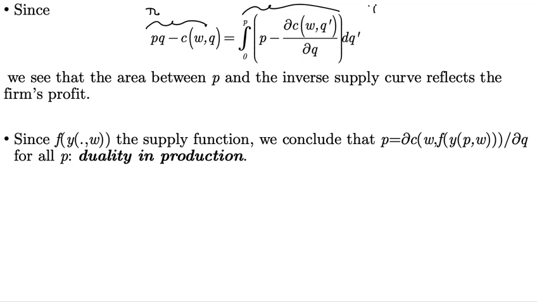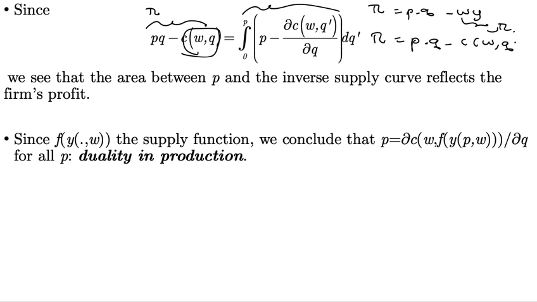Let me rewrite it again. Profit is actually P times Q minus W times Y. But if you can recall, this one is total cost, because after the cost minimization problem, we get the cost function that looks like this. So I can substitute it back here. So profit, Greek letter pi, equals P, Latin letter, times Q minus C as a function of W and Q. You get me? So this is what I'm talking about.